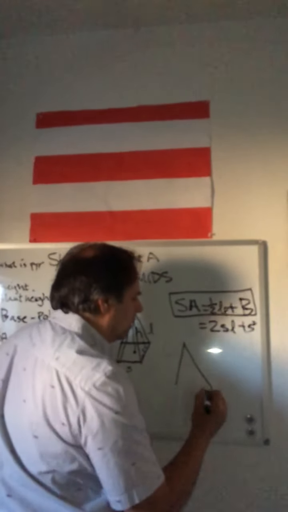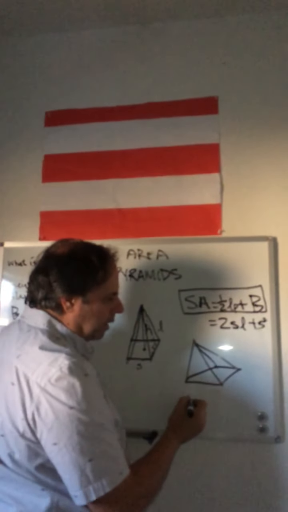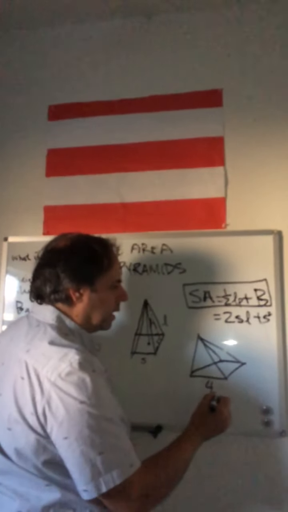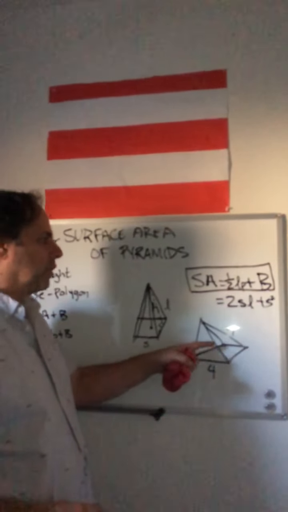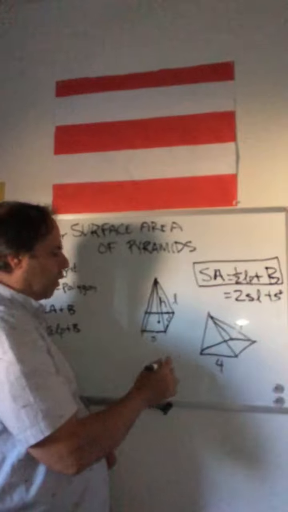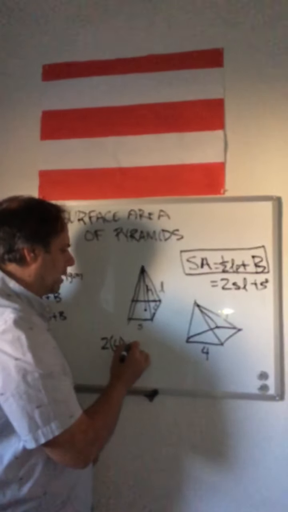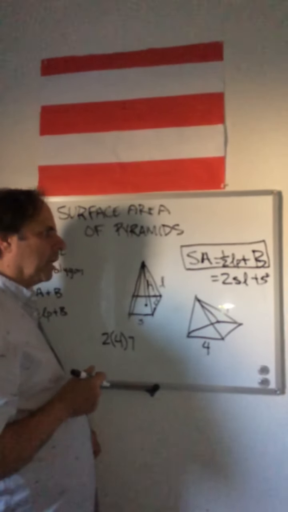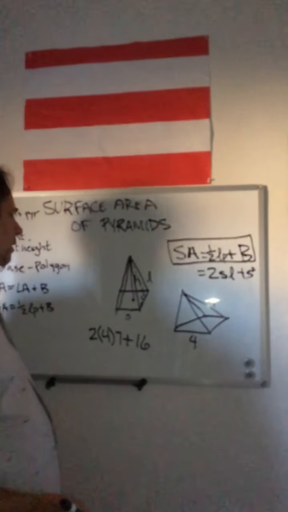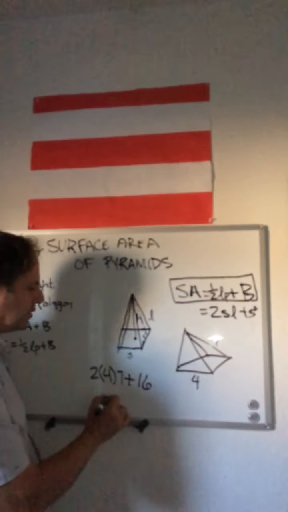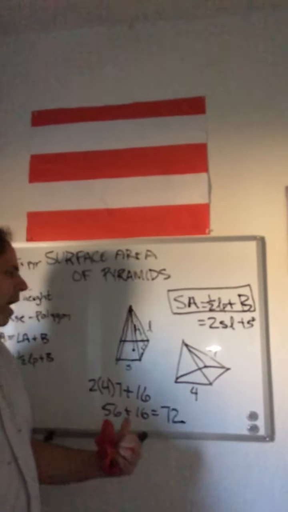So if we were to get an example where this was a square pyramid, S was equal to 4, and the slant height was equal to 7, then we can calculate the surface area of the pyramid. Just put it into this formula: 2 times the side, that's 4, times the slant height, 7, and then plus the side of the base squared, that would be 4 squared, or 16. 2 times 4 is 8, times 7 is 56. That answer would be 72. Notice there's no pi this time, there's no circles involved.